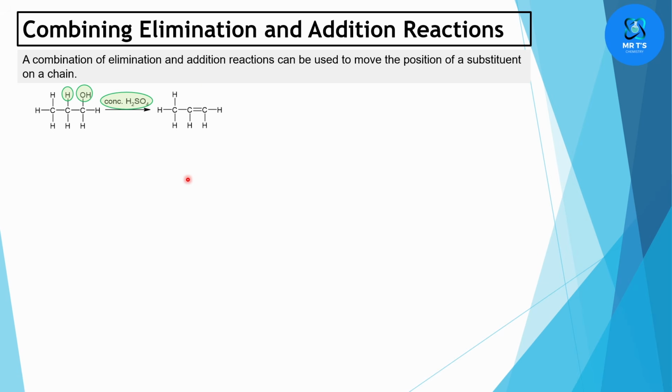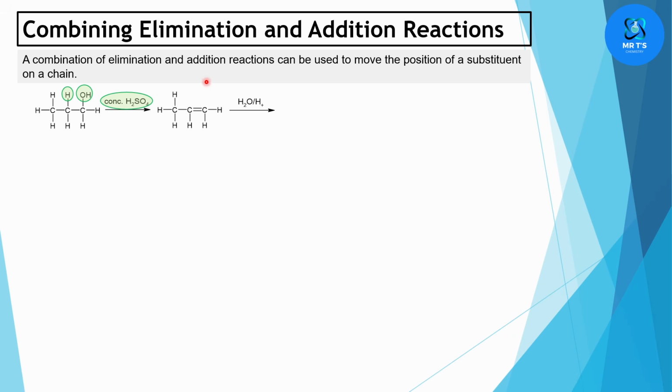Now, I said that I wanted to turn it into propan-2-ol. I'm now going to have to carry out an addition reaction to add the OH back, but I want to add it to the second carbon. We're quite lucky because when I add H2O, H+, the majority of the time the hydrogen will add to the carbon with the most hydrogens already. That's the first carbon here.